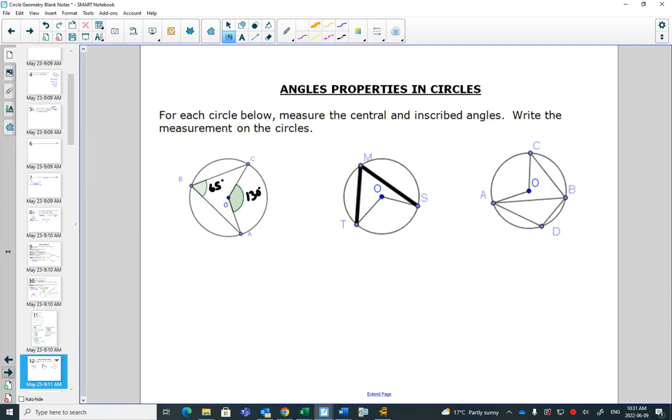So I'm going to look at my next one. I'm going to measure my inscribed angle here, and it is 55. And I'll put my protractor on this one, and I got 110. And I am going to do some measuring here.